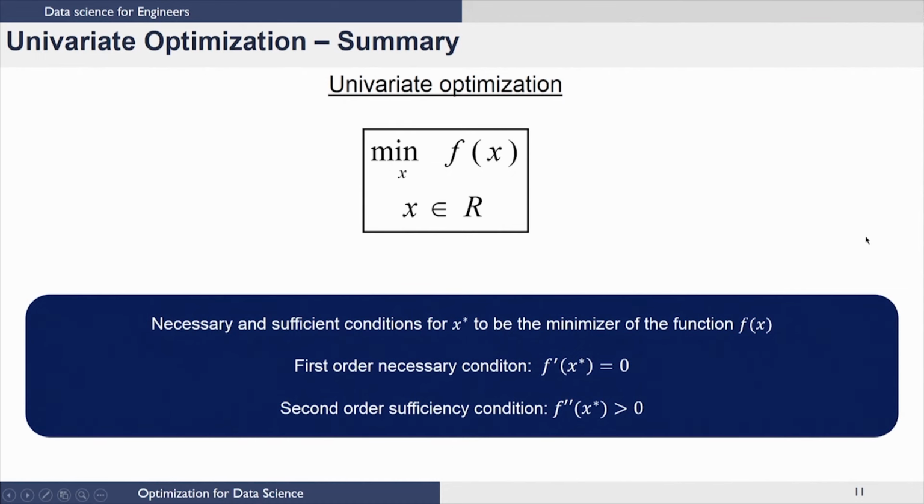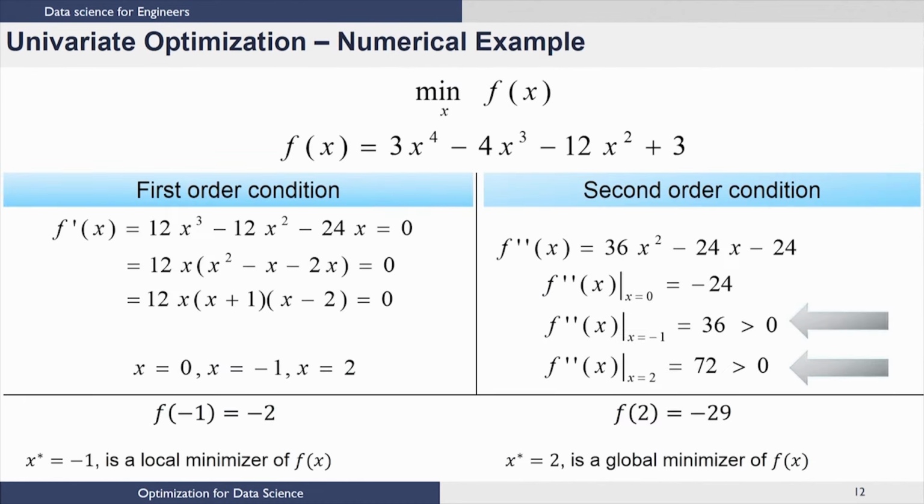So, in summary, the first order necessary condition, as we call it, is that the first derivative with respect to x when evaluated at x star has to go to 0, and the second order sufficiency condition, as we call it, is that when I evaluate the second derivative with respect to x and then evaluate it at x star, it has to be greater than 0. Let us quickly see a numerical example to bring all of these ideas together.